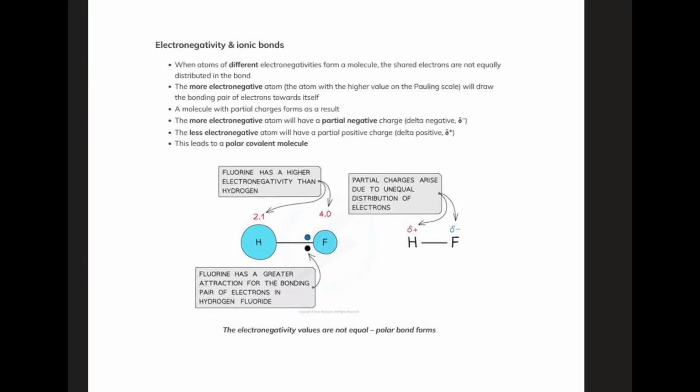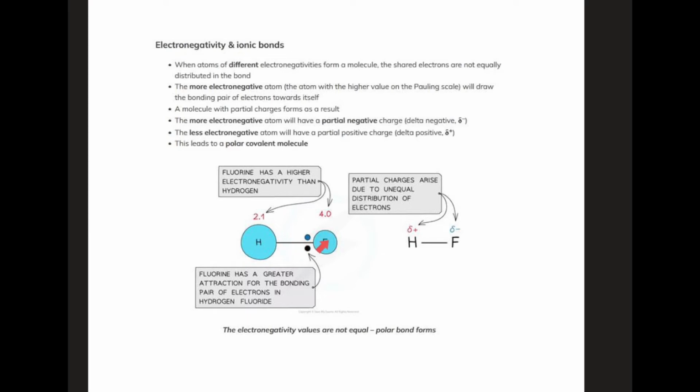Electronegativity and ionic bonds. Okay, so let's see the information here. They say when atoms of different electronegativities form a molecule, the shared electrons are not equally distributed in the bond. For example, H and F. F is very electronegative, so the attraction towards the bonding electron is very much greater compared to hydrogen.